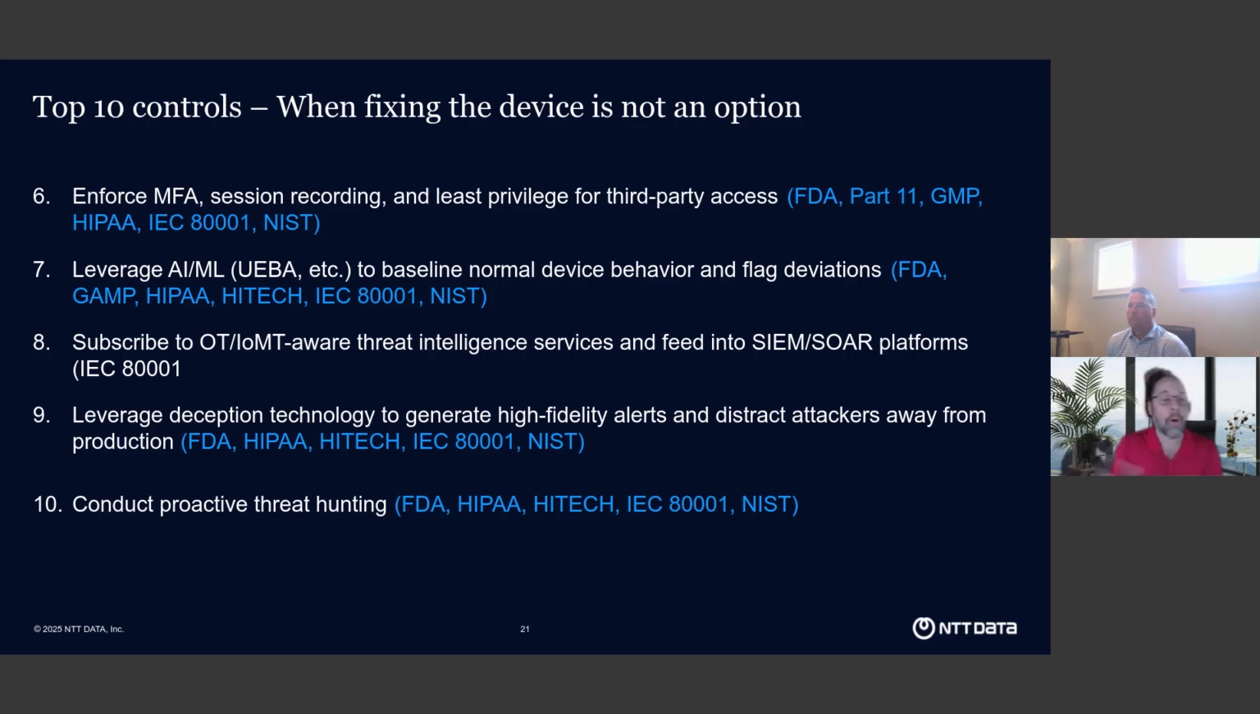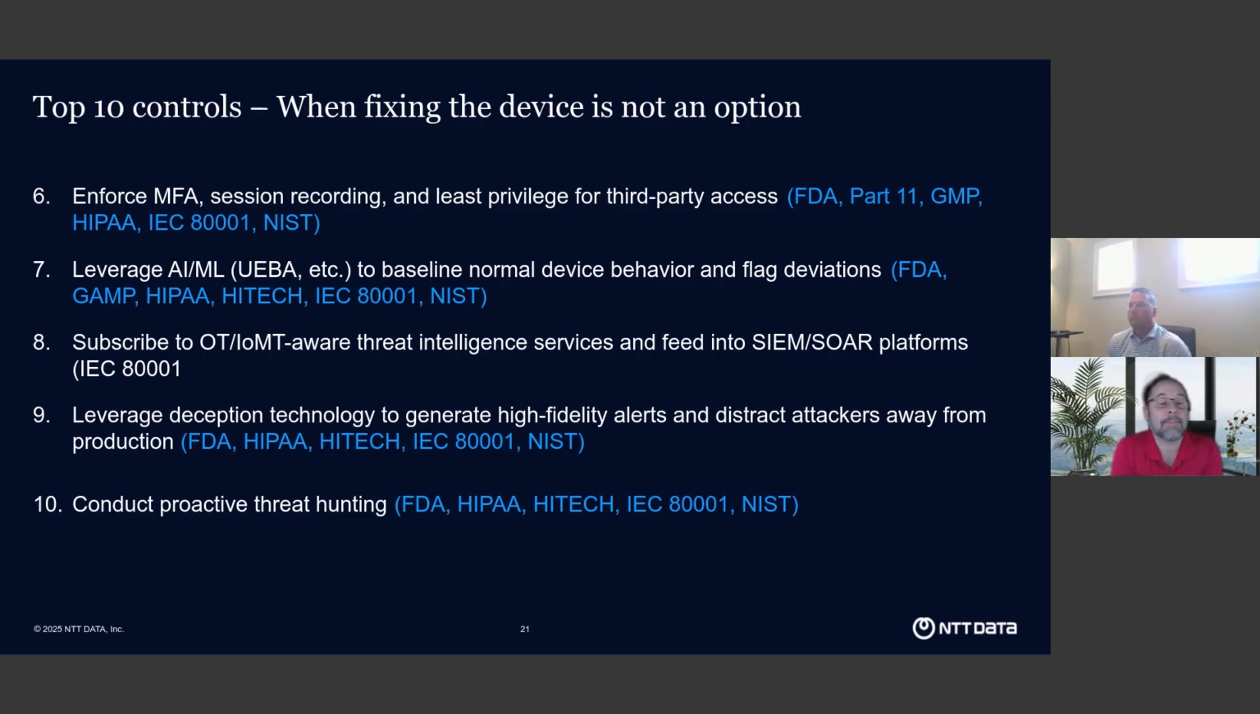Multi-factor authentication, if it is supported, right, any kind of session recording, and obviously applying the principle of least privilege for any kind of third-party access. And this is where some of those more advanced access methods like zero trust network access are going to be beneficial. Looking at leveraging things like AI, machine learning, user and entity behavioral analytics, things along those lines to baseline normal device behavior, what normally happens with these devices. And if the device starts behaving in a weird way, like this device never talks to that server, why is it talking to it now?